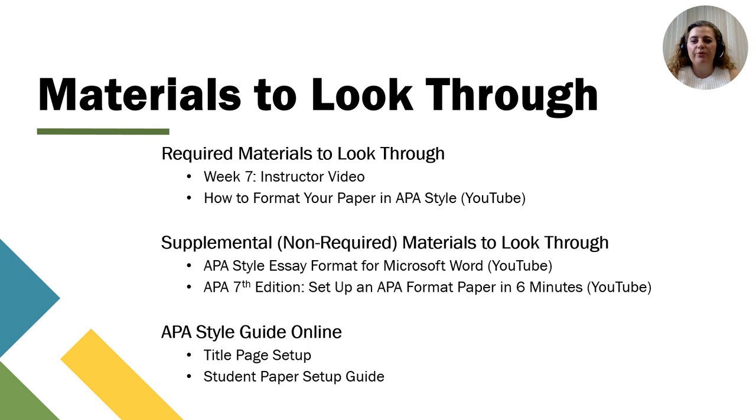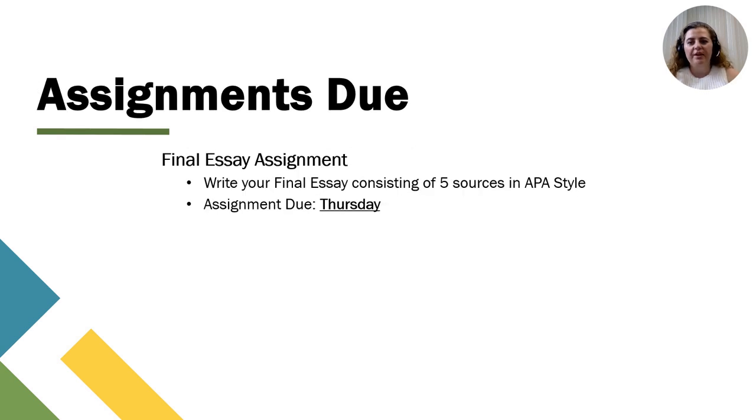So materials to look through for this week. So we have our week 7 instructor video, as well as the how to format your paper in APA style video. For supplemental materials, we have a video looking at APA style essay formatting for Microsoft Word, as well as a video of looking at setting up an APA formatted paper in 6 minutes. Also, do look at the APA style guide online materials of the title page setup and the student paper setup guide. And finally, for our assignments due, we have one assignment this week, which is our final essay. So make sure you're writing that final essay consisting of 5 sources in APA style, and that is going to be due on Thursday.